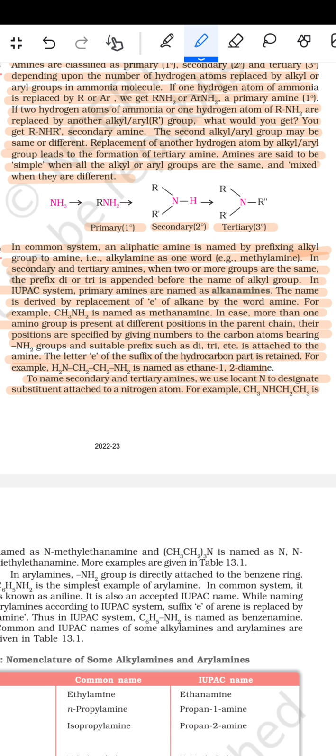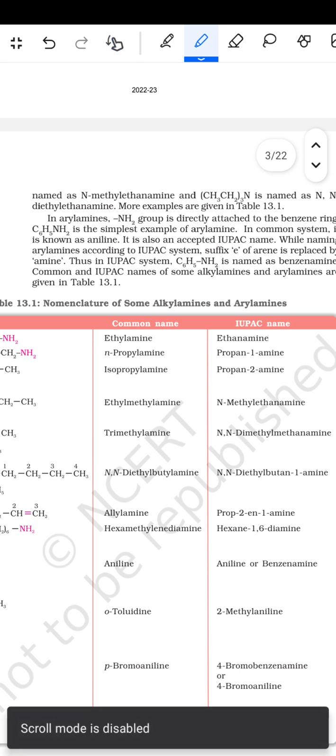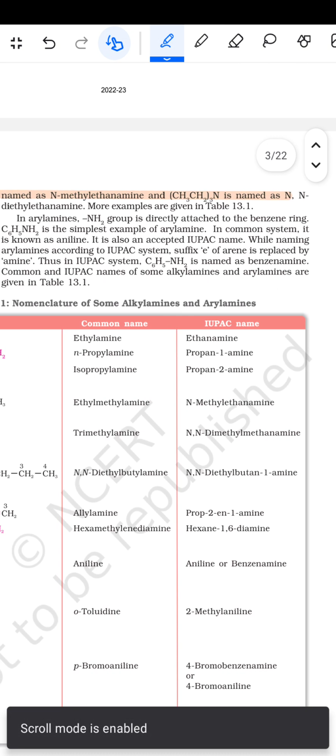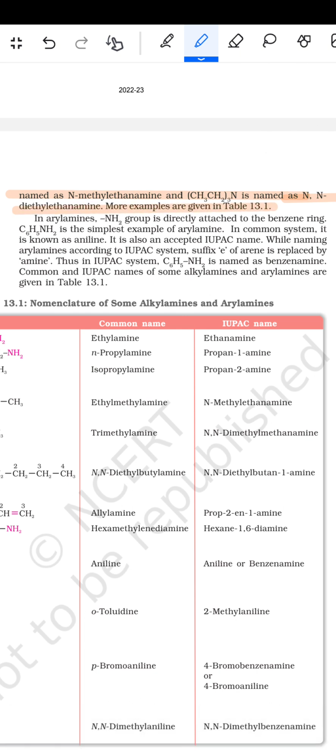For example, CH3NHC2H5 is named as N-methylethanamine, and (C2H5)2NCH3 is named as N,N-diethylethanamine. More examples are given in Table 13.1.